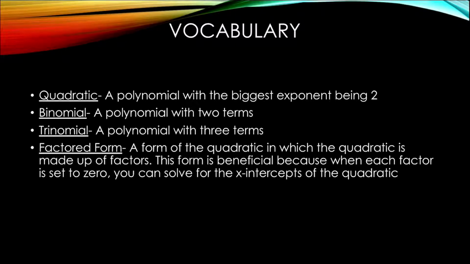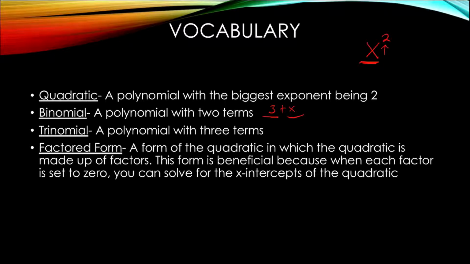So what that means is I'm going to have some expression or equation where I'm going to get a variable raised to the second power. If I have any variable raised to a higher power, it's not quadratic, it's something else. It's some other polynomial. A binomial is a polynomial with two terms, so it'd be something like this. 3 plus x. There's two terms, binomial.